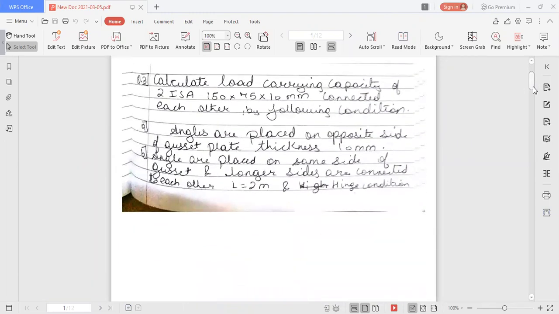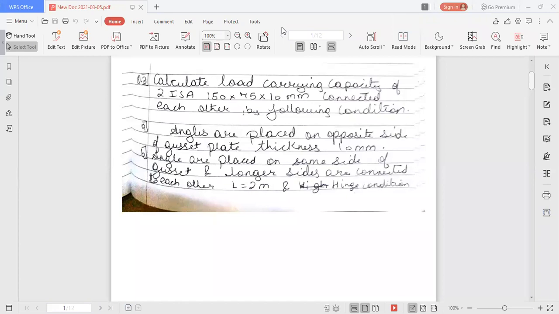So in this sum, you need to calculate the load carrying capacity of the two ISA, that is, the two Indian Standard Angles of the size 150 by 75 by 10 mm, connected to each other by the following conditions. In this particular sum, they have given you the conditions as well as the two Indian Standard Angles, that is, the two ISA sections of the size 150 by 75 by 10 mm, connected to each other by two conditions.